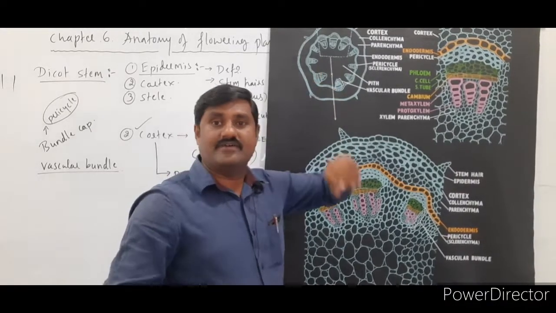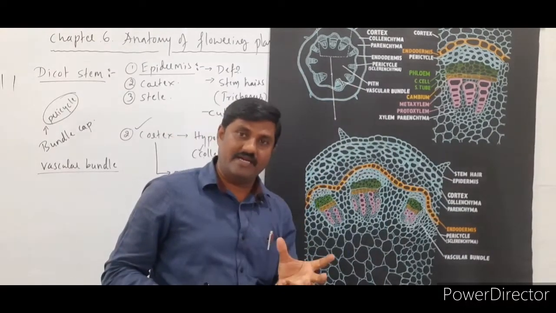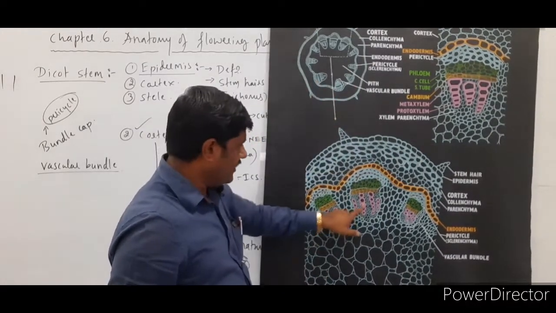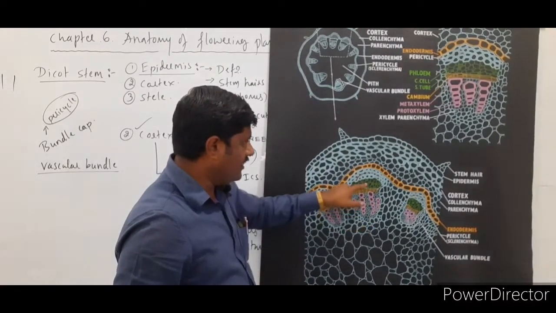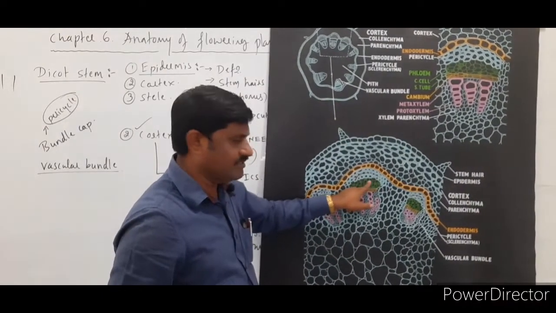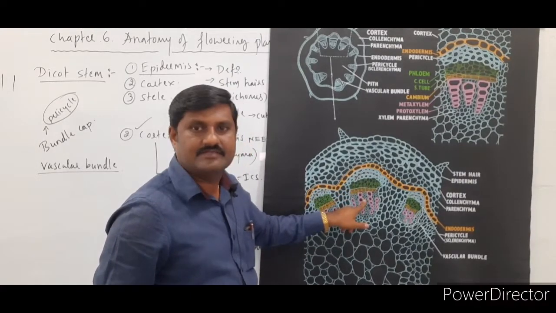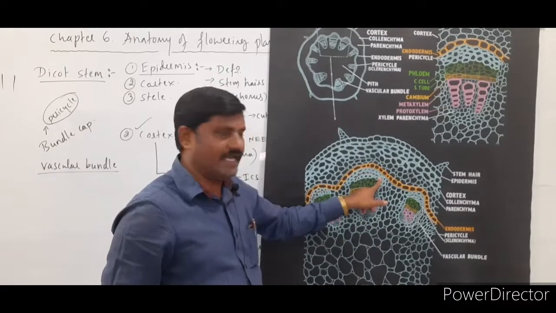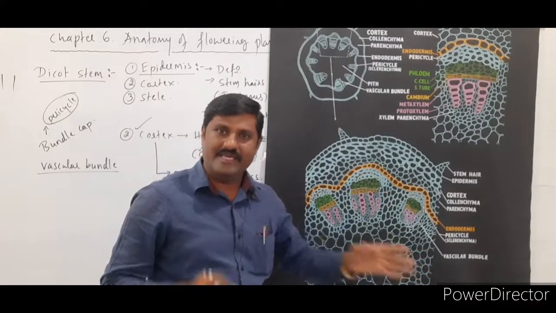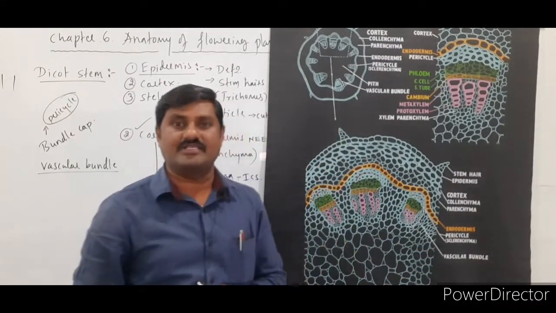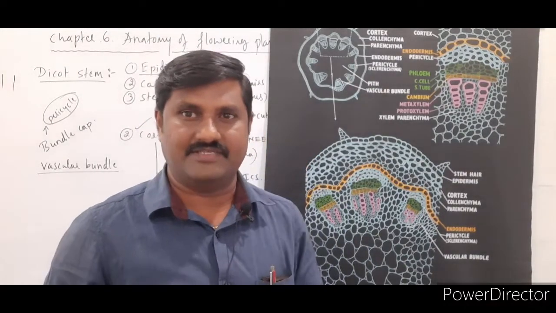But in case of root, xylem as well as phloem together form a bundle here itself. See here these pink colored cells are xylem vessels, this is xylem tissue, and this one is phloem tissue, which is green. So green is phloem, pink is xylem. Both together form one bundle called a vascular bundle. But in case of root, both are alternately arranged. That kind of arrangement is called radial arrangement, or radial vascular bundles.